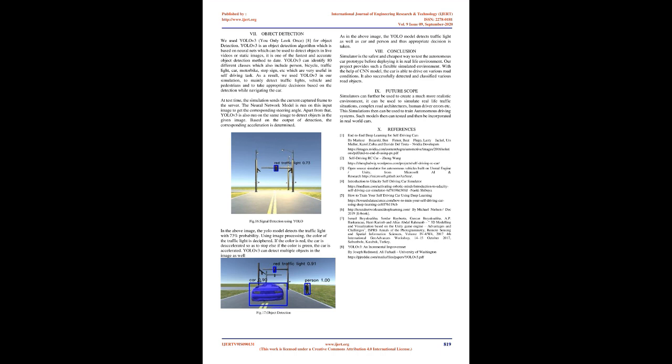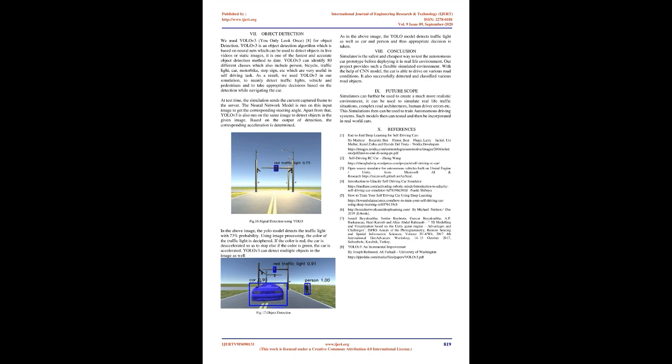8. Conclusion. A simulator is the safest and cheapest way to test the autonomous car prototype before deploying it in a real-life environment. Our project provides such a flexible simulated environment. With the help of the CNN model, the car is able to drive on various road conditions. It also successfully detected and classified various road objects.